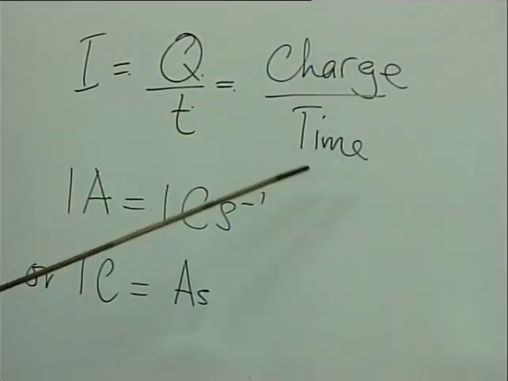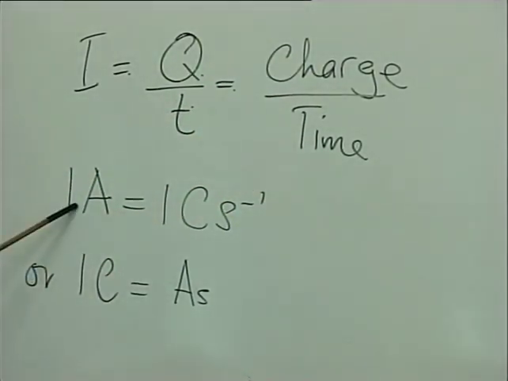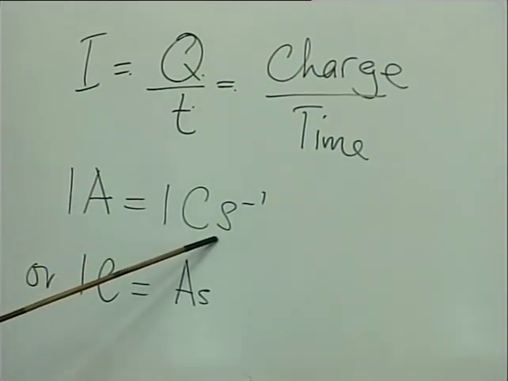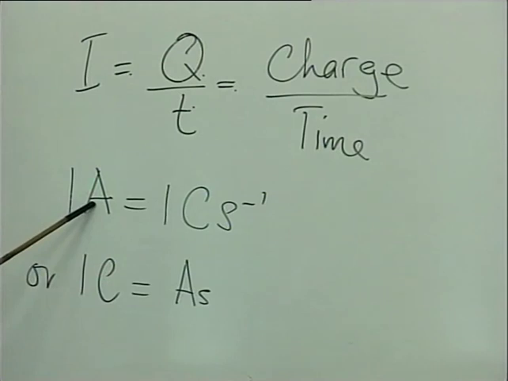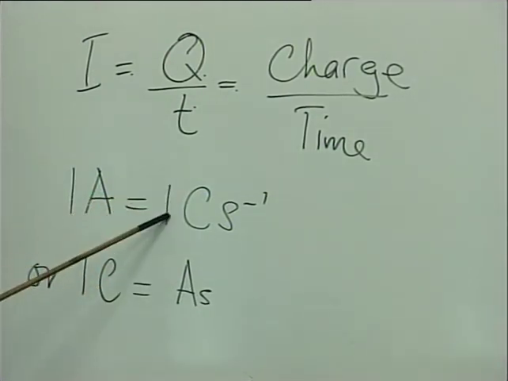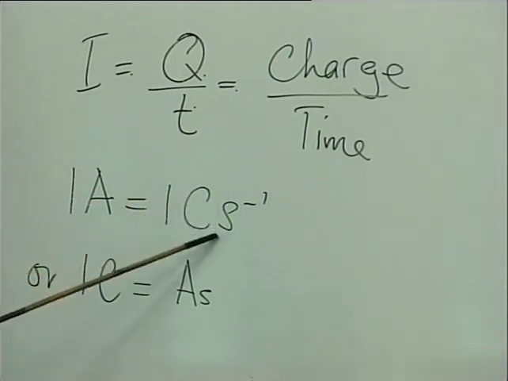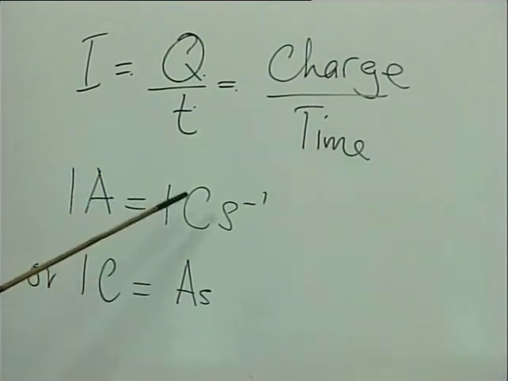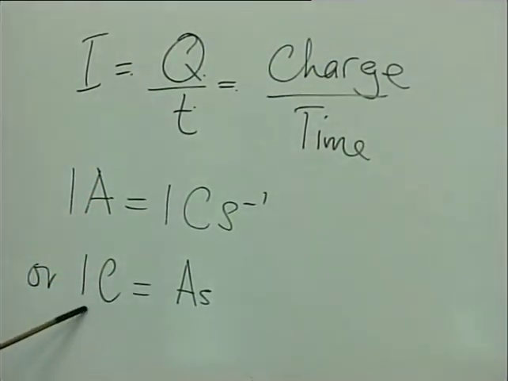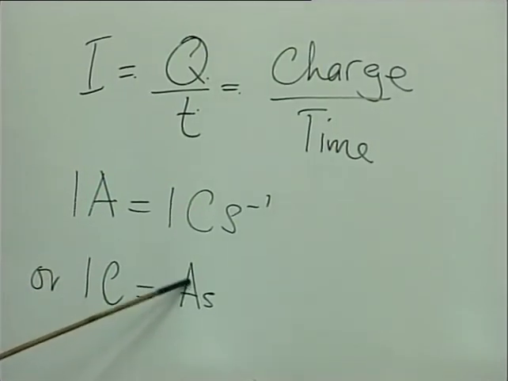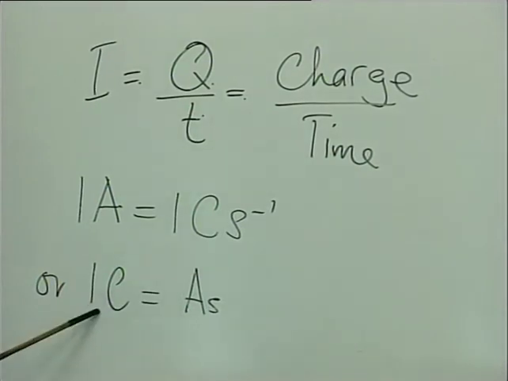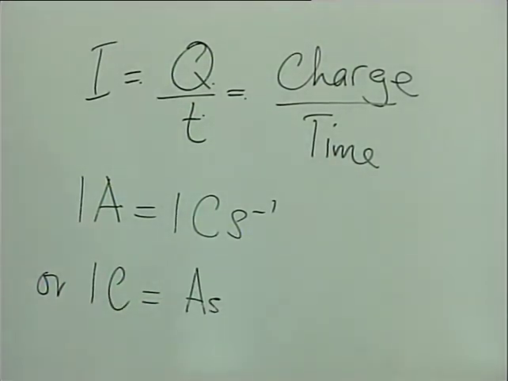So 1 ampere means that 1 coulomb has passed a point in that second. If it is 2 amps, it simply means 2 coulombs have passed that point per second. So it is always like that. If it is 3, it is 3 coulombs. Or you can change it around and say 2 coulombs equals 2 amp seconds, or 1 coulomb is 1 amp second.